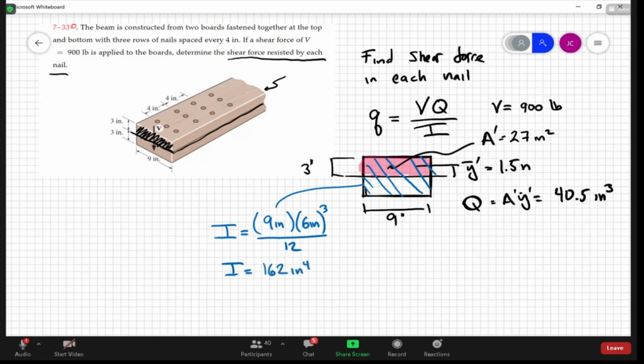All right. So now we can get the shear flow lowercase q. That is the 900 pounds, right? Times uppercase Q, the area Q, that's the 40.5 inches cubed over I. So I is 162 inches to the 4th. So you see, I'm going to be left here with units of pounds per inch, right? Shear force per length.